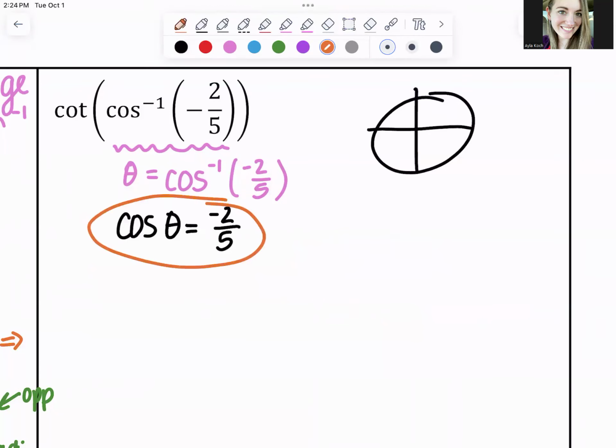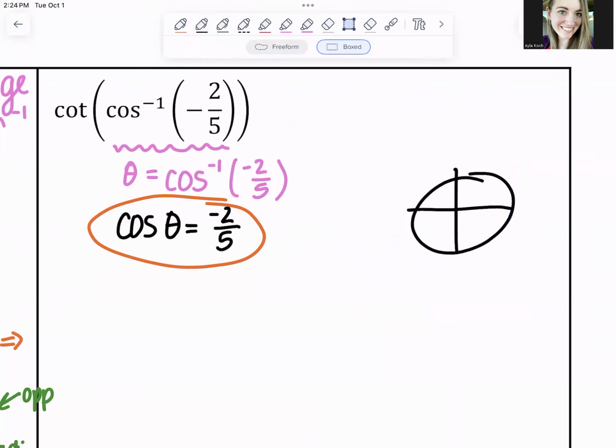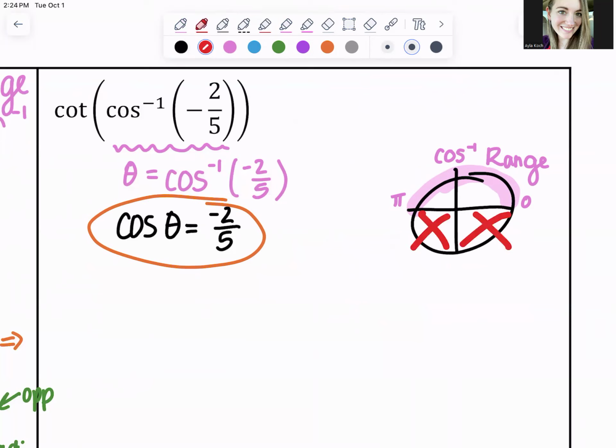So if we're circling important information, this is a piece of important information. Let me move this circle a little bit. Cosine inverse's range is 0 to pi. So we know that this angle is not going to be in quadrants 3 or 4. Cosine is negative, so it can't be in quadrant 1. All students take calculus. So we are left with quadrant 2.